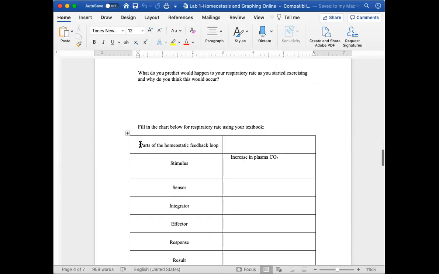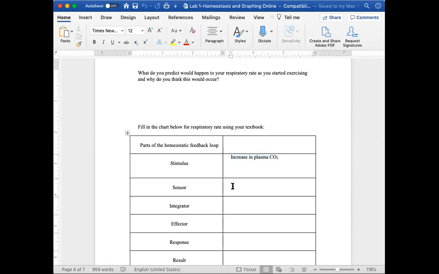And then the homeostatic feedback loop for respiratory rate is right here. Your stimulus or your mechanism to breathe is based on increase in CO2. And so I'm never going to ask increase in oxygen or drop in oxygen, because your mechanism to breathe is based off of accumulation of CO2 in your plasma.